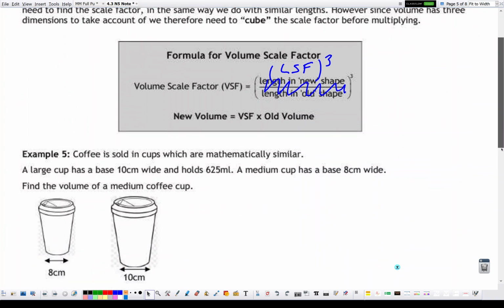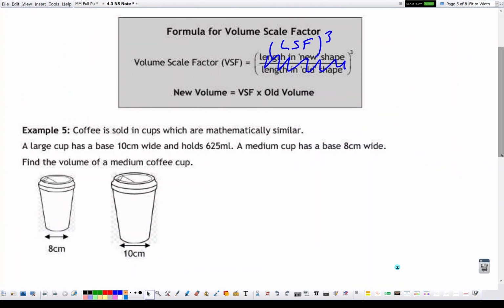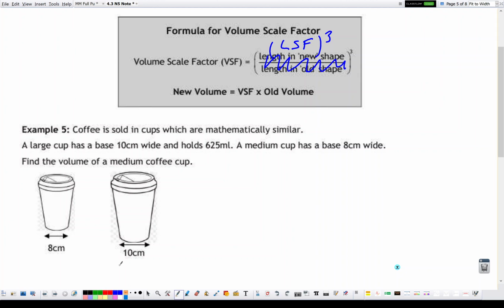So example 5 is what we have to do just now. I do want you to draw a couple of coffee cups for me, just the outline of it. Just draw me 2 cylinders essentially. Doesn't need to be a work of art. So coffee is sold in cups which are mathematically similar. A large cup has a base 10 centimeters wide and it holds a volume of 625 milliliters. I'm going to write that underneath my diagram. V equals 625 milliliters. Okay, a medium cup has a base 8 centimeters wide. What is the volume of it? Okay, we don't know what the volume is. Question mark.